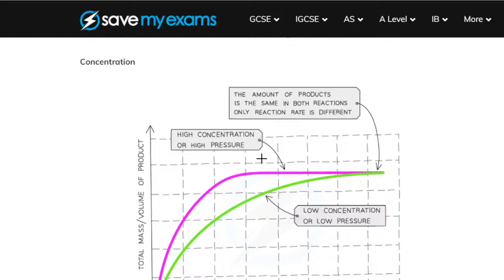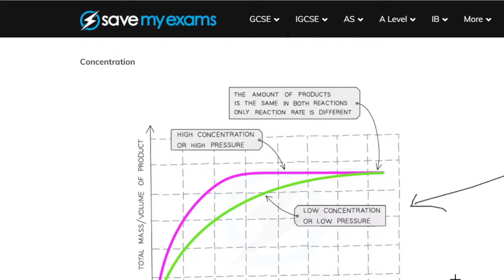So what this basically means is that when the amount of the product is the same in both reactions, only the reaction rate is different. Even if you put the same amount of products, the only thing that will be different is the reaction rate. When there's a higher concentration, as you can see, it's steeper. But when there's a low concentration, it's lower. So this is simply a diagram to show us the way these factors affect them so much.